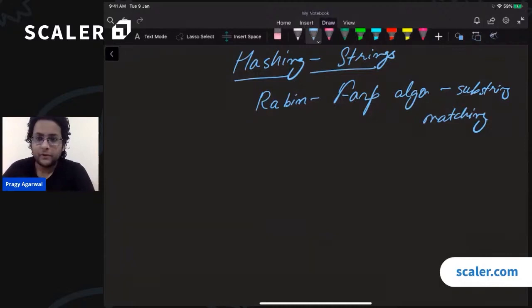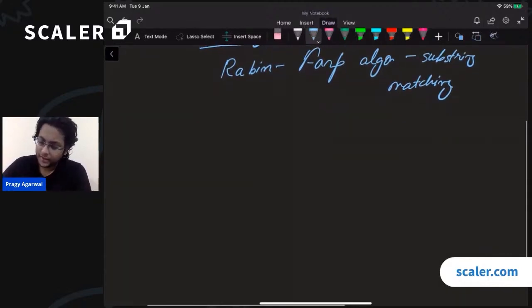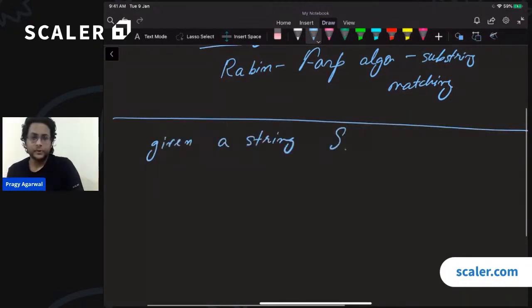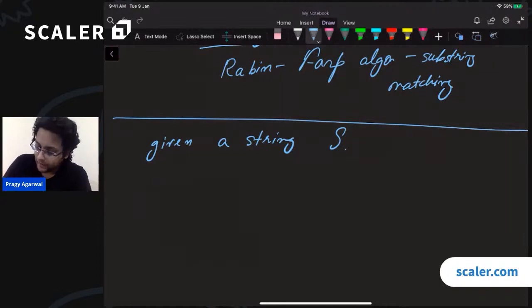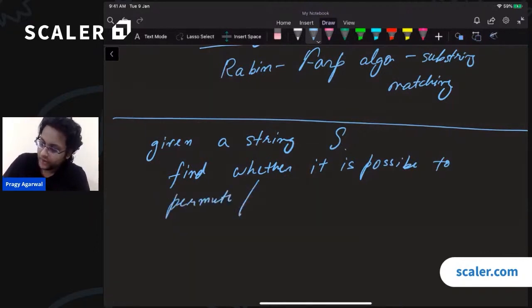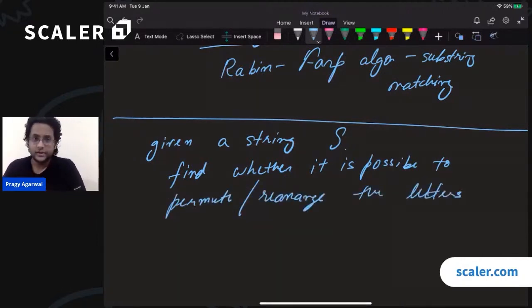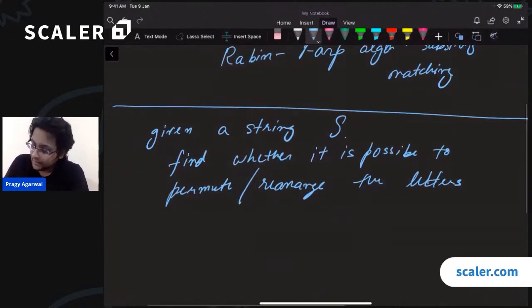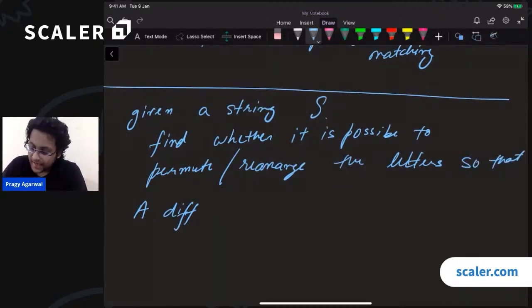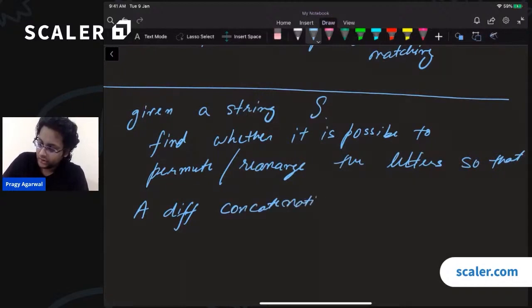Let us start directly with a very simple question. The question goes something like this: you have been given a string, let us say S. Now you have to find whether it is possible to somehow permute or rearrange the letters of this given string so that it can be represented as a concatenation of some string, basically.